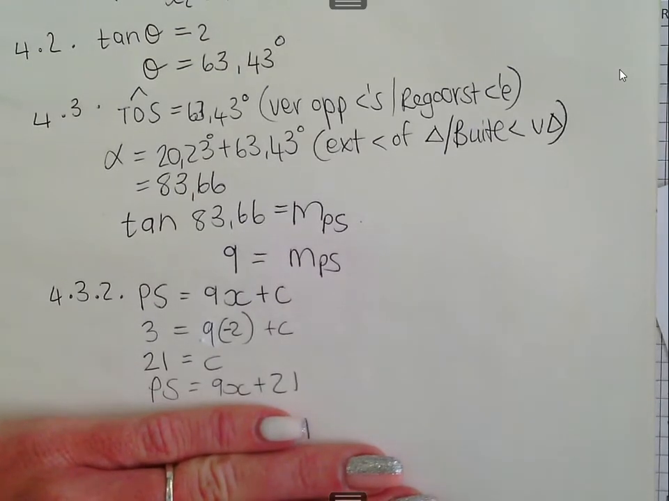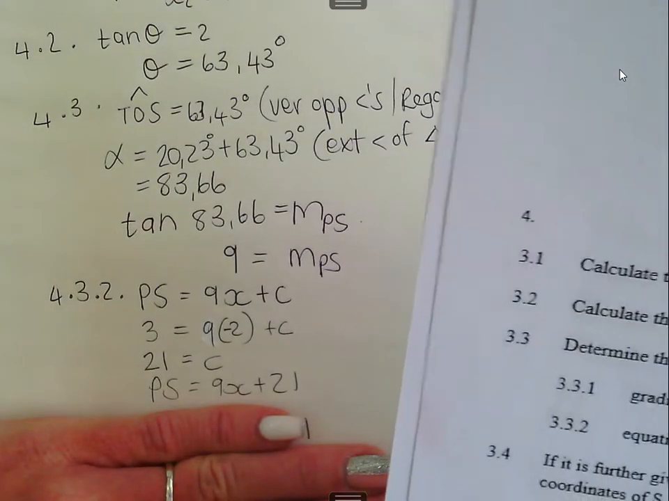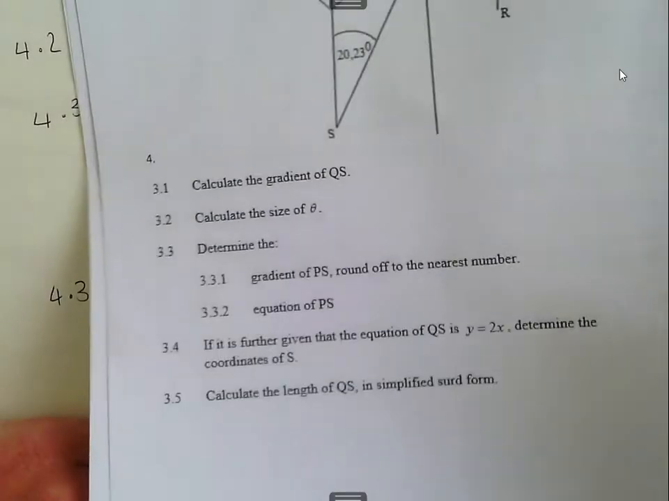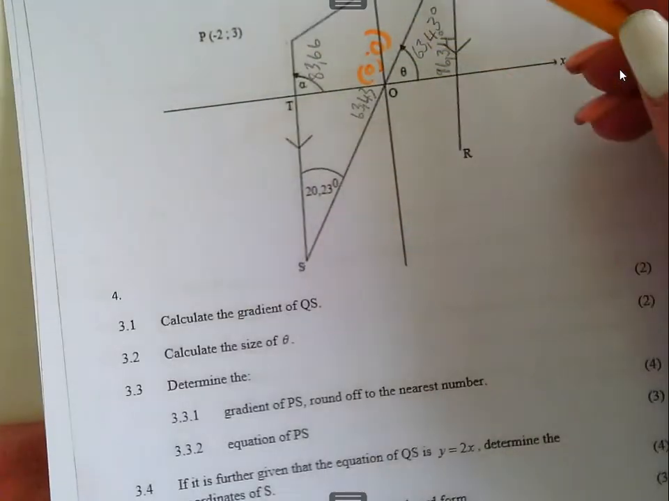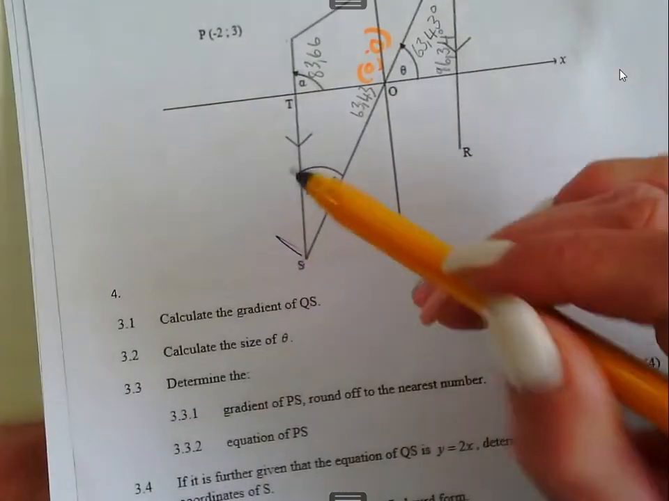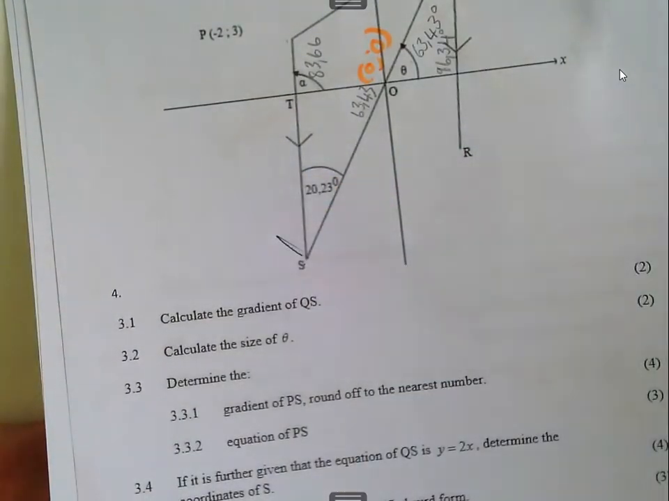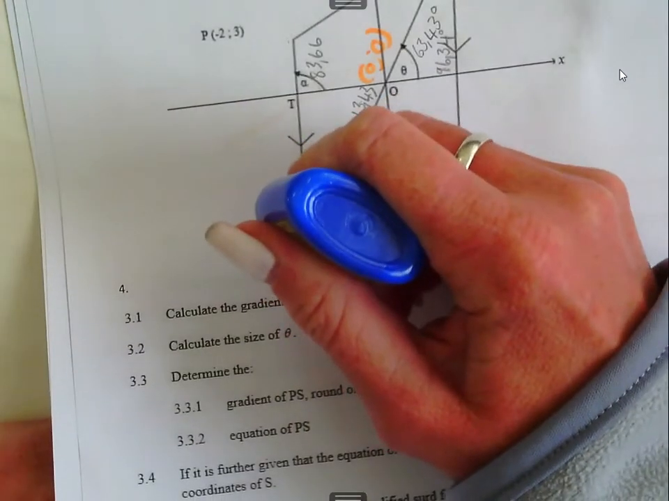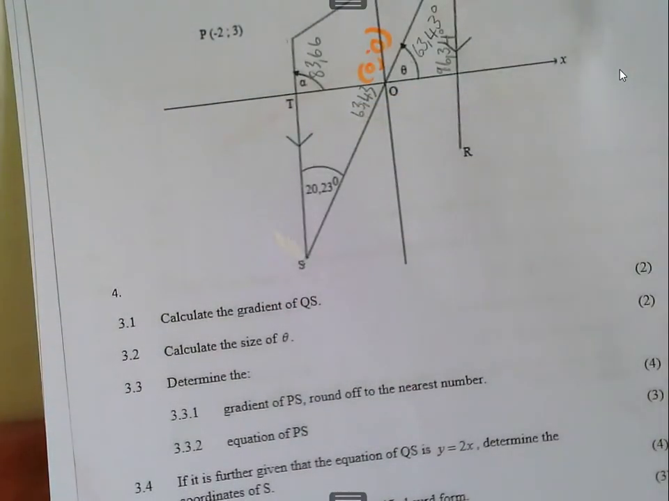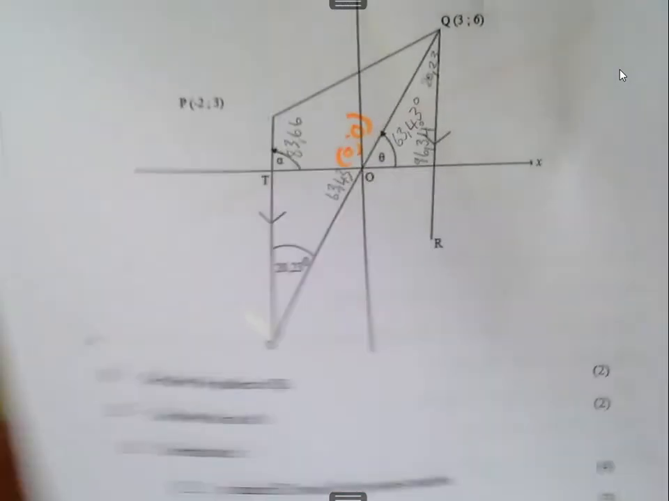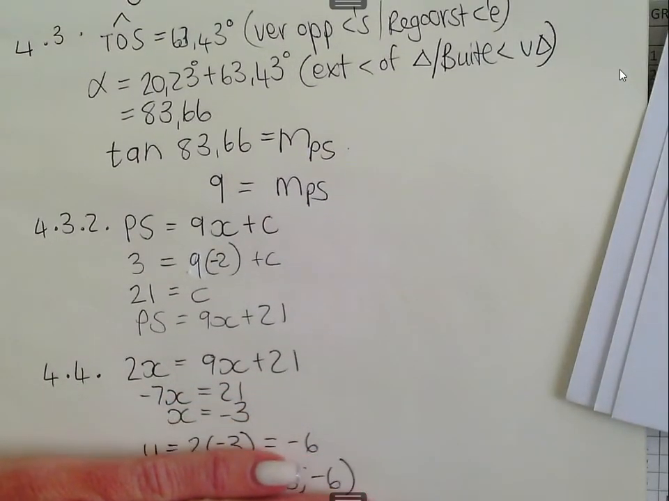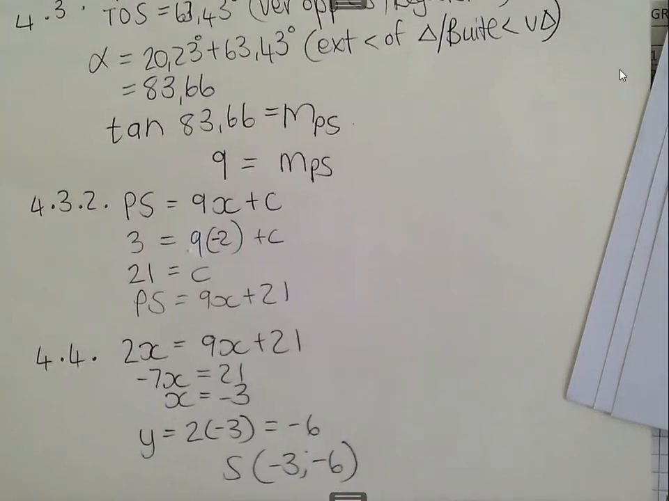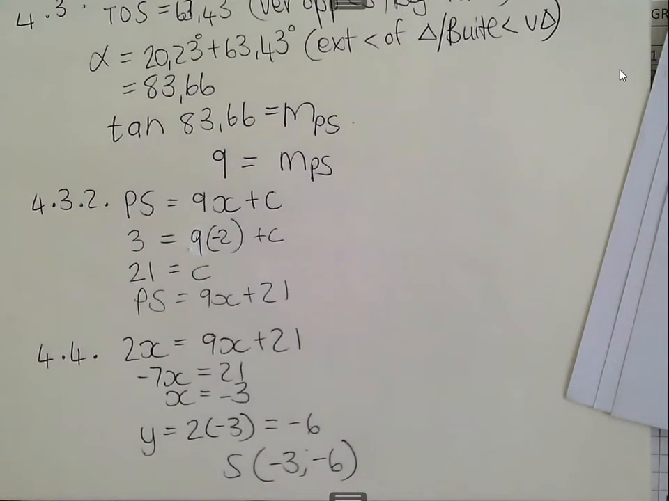Alright, then they said if QS is y equal to 2x, determine the coordinates of S. Can you all see I now have the equation of PS? They've given me the equation of QS. What is S? What is S? It's the point of intersection. So I can just let the two equations be equal to each other. Then I say 2x equal to 9x plus 21. Get it alone, solve for x, substitute into 2x, and then I find y as well.